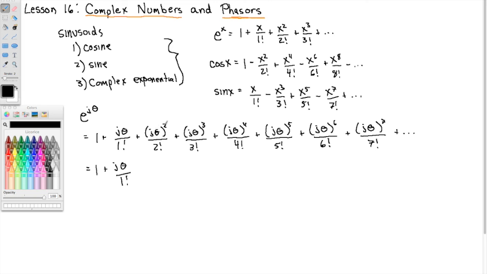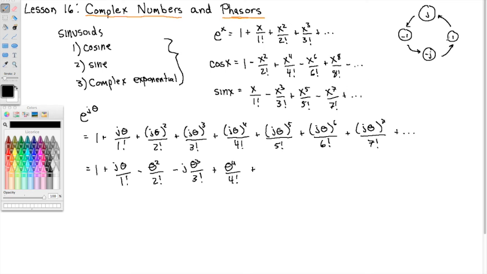What do I get if I distribute the square into the parentheses? j squared is what? Minus 1, and then I'll have theta squared. If I distribute the cube into the parentheses, remember this thing? It's minus j. So each time I multiply by j, I go around this cyclic nature. So j cubed is 1, 2, 3, minus j. This is minus j theta cubed over 3 factorial. j to the 4th, 1, 2, 3, 4, I'm back at 1. So this is just theta to the 4 over 4 factorial.